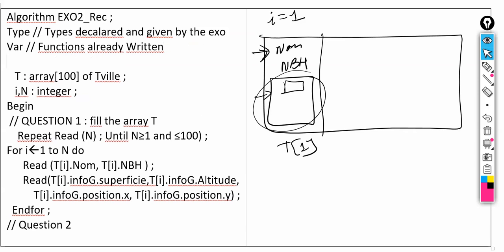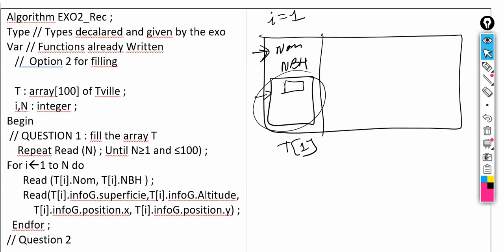Option 2. We'll do here a commentary. Option 2 for fill in. I can build a procedure that will fill the array. So let me show you how. So I can do procedure. I can name it, for example, fillv. Name it anything you want. It doesn't matter. And as parameters, I need to give it two parameters. One as input output and one as input.